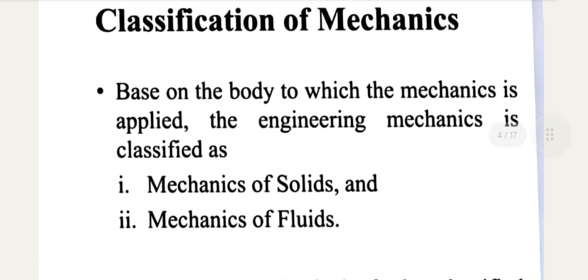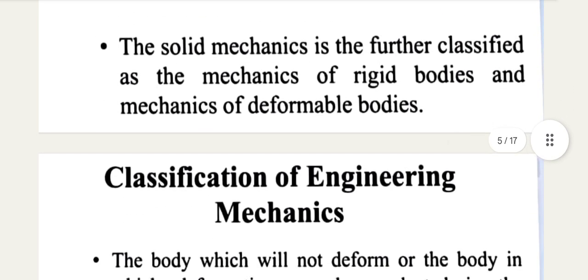In the classification of mechanics, based on the body to which mechanics is applied, engineering mechanics is classified as mechanics of solids and mechanics of fluids. The solid mechanics is further classified as the mechanics of rigid bodies and mechanics of deformable bodies.